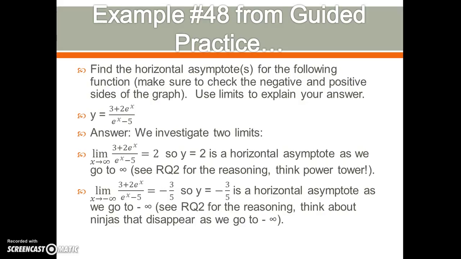The limit as x goes to negative infinity of (3 plus 2 e to the x) over the quantity (e to the x minus 5) is negative 3/5, because as x goes to negative infinity, the e to the x on both the top and the bottom will go to 0. So we're just left with the constant 3 on the top and the constant negative 5 on the bottom. So this function has 2 horizontal asymptotes: y equals 2 and y equals negative 3/5.